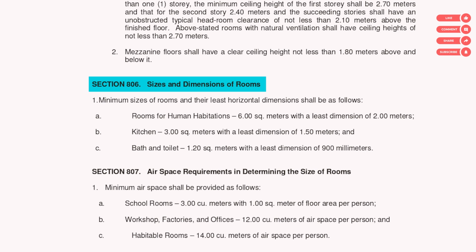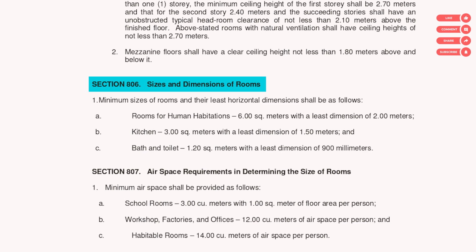Ano yung minimum size ng mga yan? Kapag habitable room, minimum area is 6 square meters and ang minimum dimension is 2 meters. Pag kitchen, 3 square meters minimum area, minimum dimension of 1.5, and kapag toilet and bath, 1.2 square meters minimum area, 0.9 meters ang minimum dimension. Okay, so again, three types of rooms for which the building code specified a minimum area and minimum dimension.